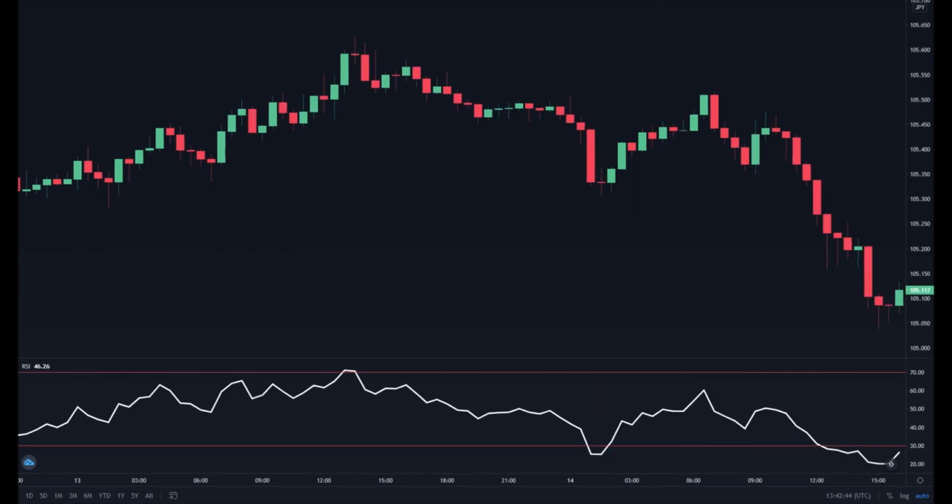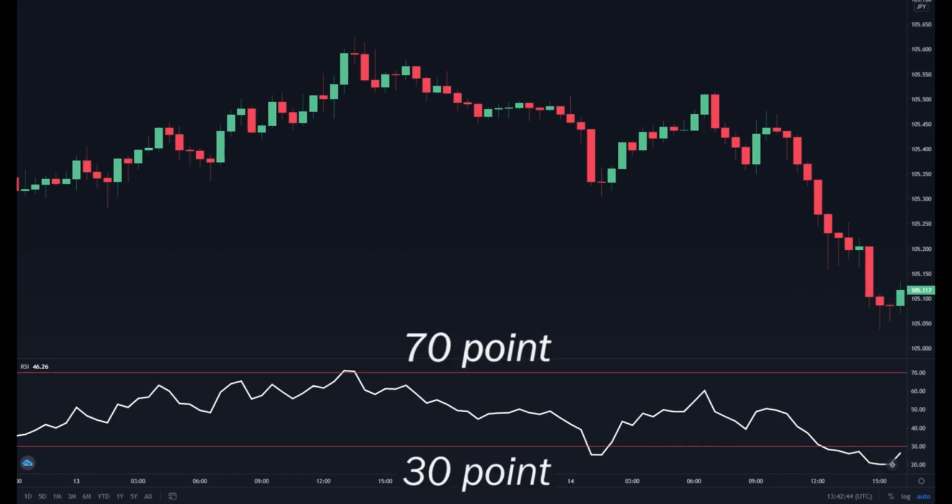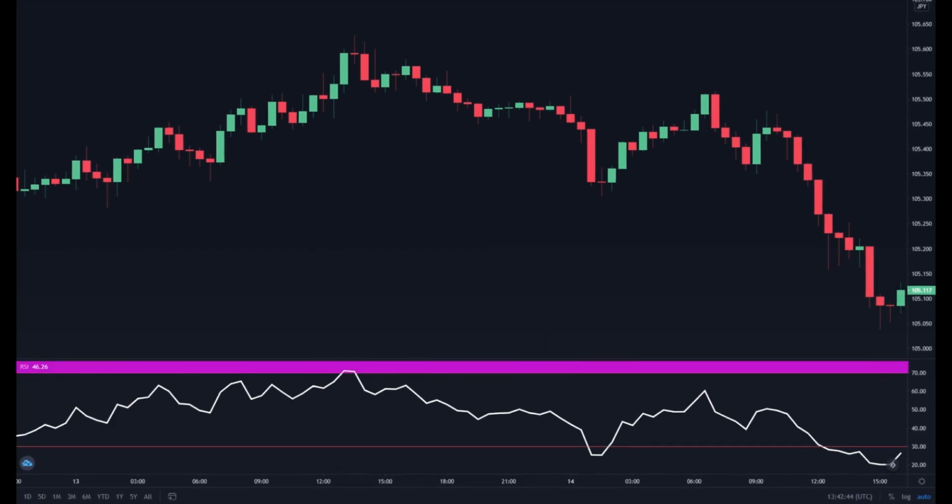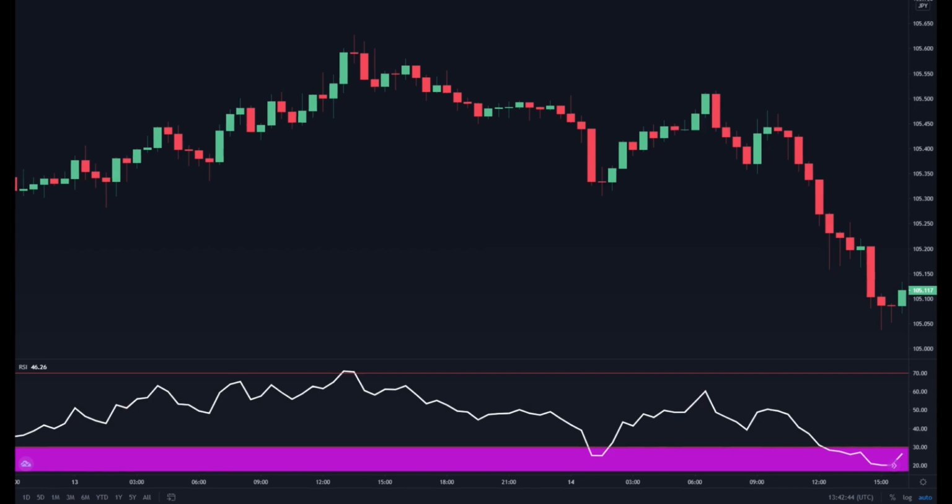So, if you open the RSI indicator, it displays a single line and 2 points, the 70 and the 30 point. If the RSI is above the 70 point, it means the market is considered overbought. And if the RSI is below the 30 point, it means the market is considered oversold.